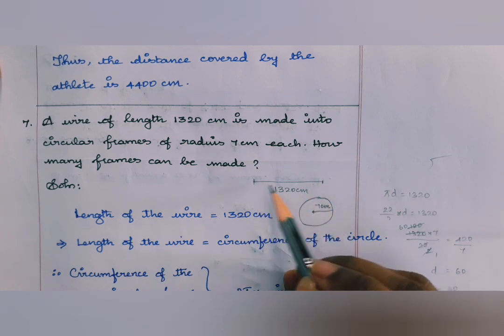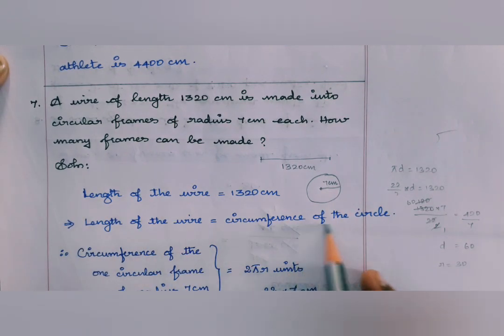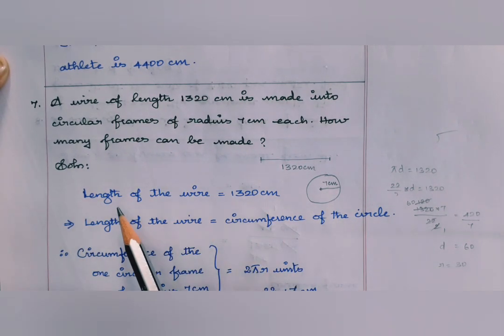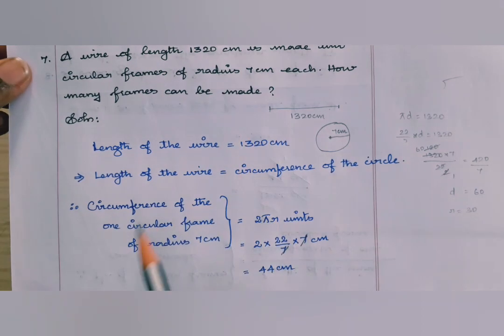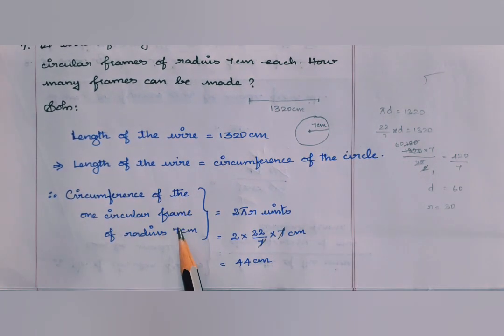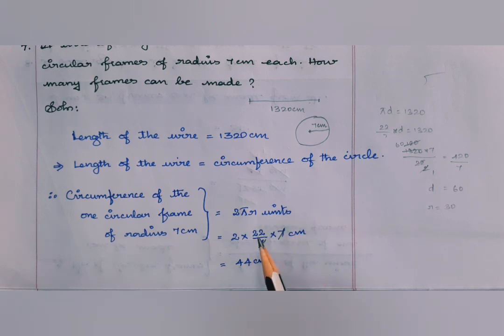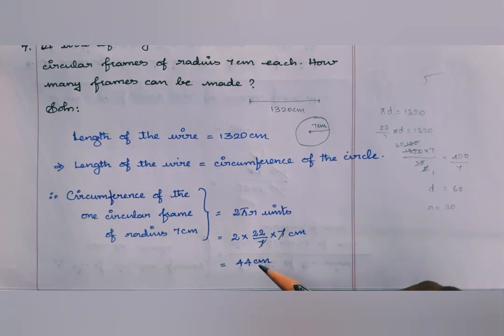We can make circular frames with the same length, and that can be equated as the length of the wire being equal to the circumference of the circle. Since they have given the length of the wire, 1320 centimeter, we find the circumference of one circular frame of radius 7 centimeter, which is 2 pi r units. So 2 into 22 by 7 into 7 centimeter, 7 cancel, we get 44 centimeter. So the circumference of this circular frame is 44 centimeter.